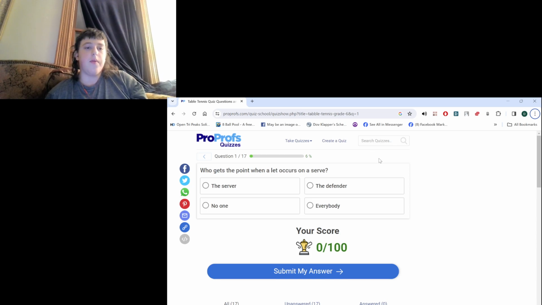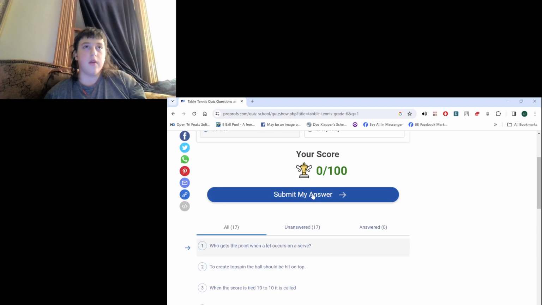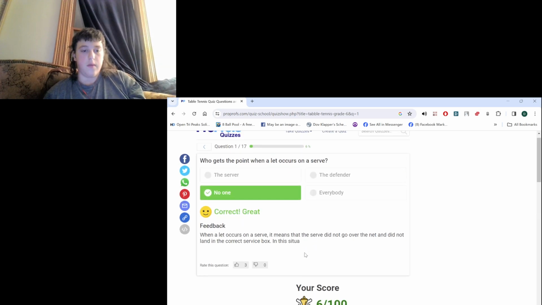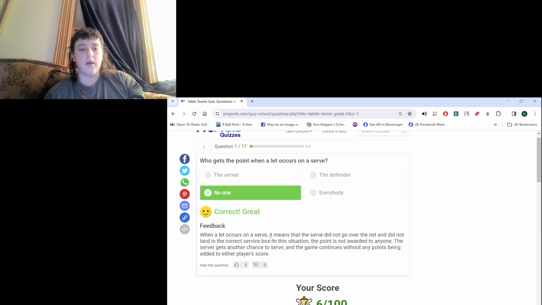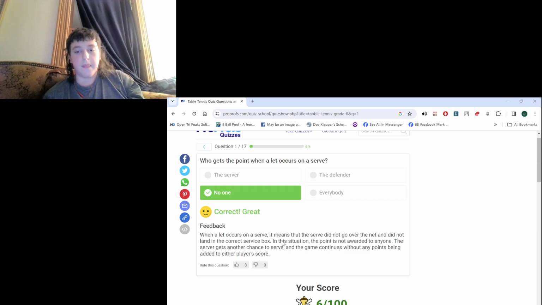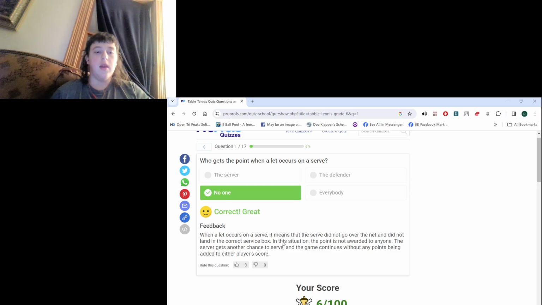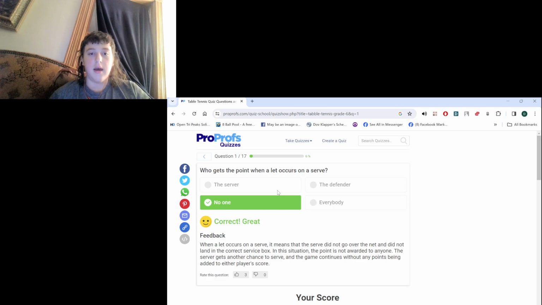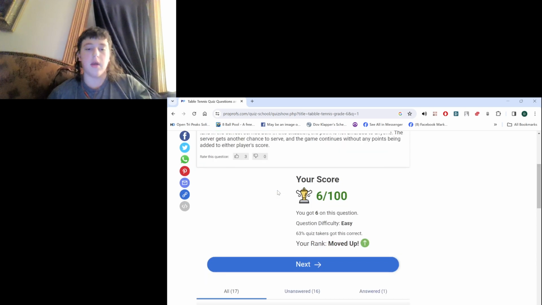Question 1. Who gets the point when a let occurs on a serve? The answer is no one, because on a let the serve is a redo. So this is actually incorrect. When a let occurs on a serve, it says it means that the serve did not go over the net and did not land in the correct service spot. It did go over the net, but it touched the net. If it did not go over the net, then it would be the other person's point. That's just a miss. A let is when it touches the net but still goes into the right place.